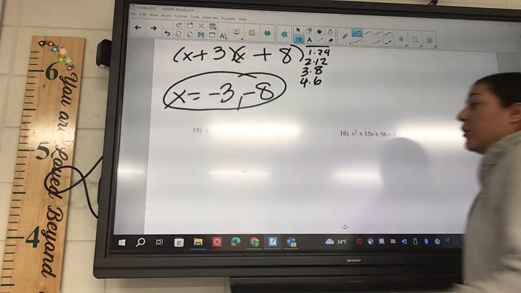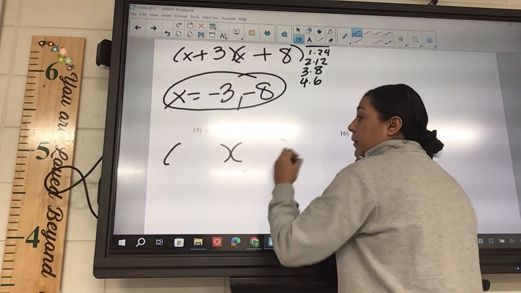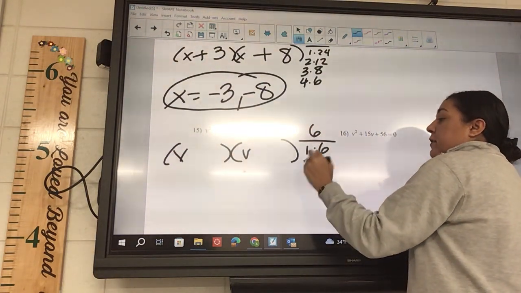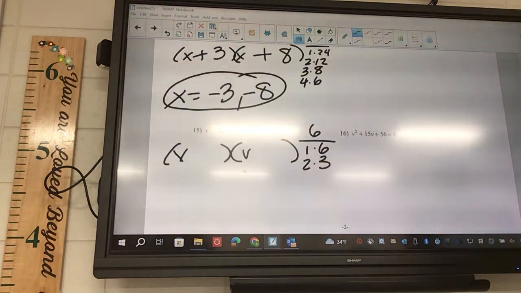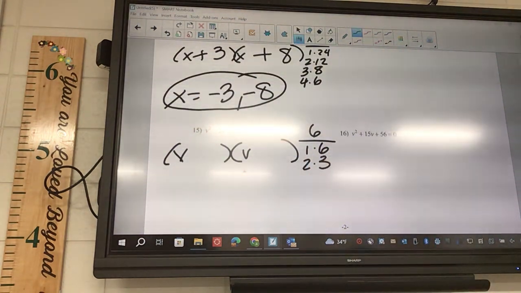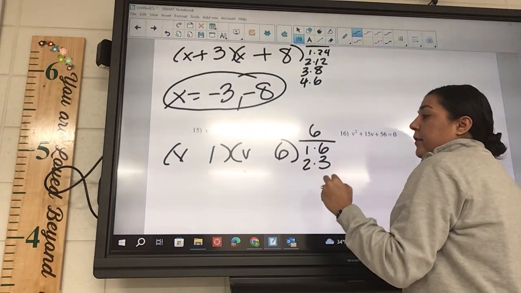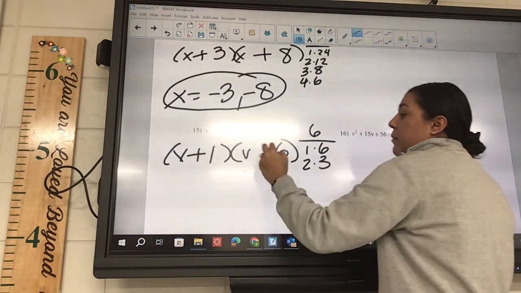Okay, 15, I'm gonna draw my parentheses. I got b and b. And for the 6, I got 1, 6, 2, 3. I need something to add or subtract to give me a 5. 1 and 6, and I need a negative 5. Plus minus. It's gonna be a plus 1 and a minus 6.